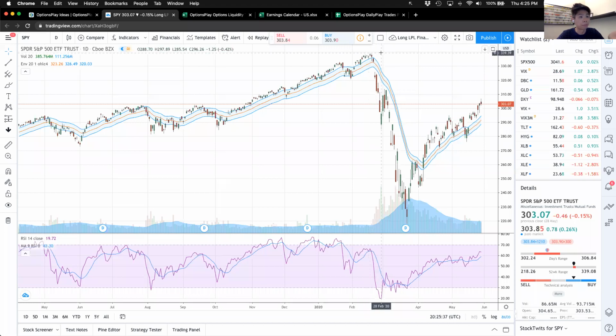I lost access to the account that I had all my charts saved in, so I'm trying to get that back. So right now, please bear with me on this fairly simple chart that I have, but it still does the job here.